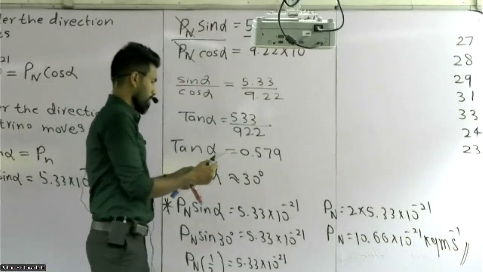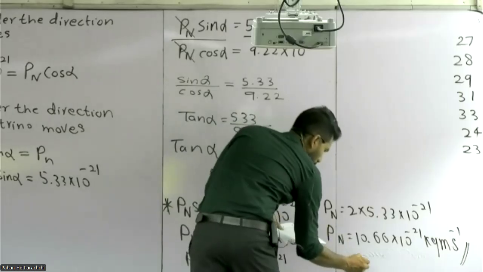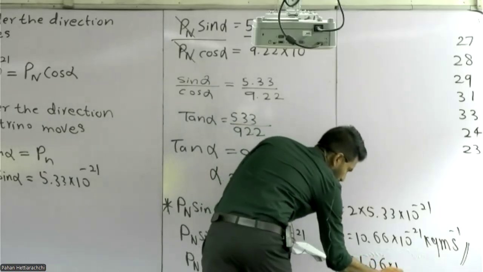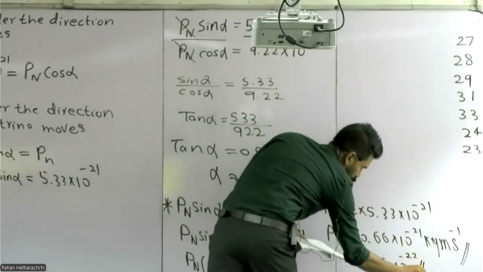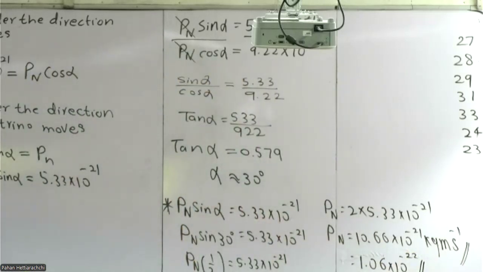Okay. Yeah, you got the answer. 10.66 into 10 to the power minus 21 means 1.06 into 10 to the power minus 20. You have received the exact answer also.